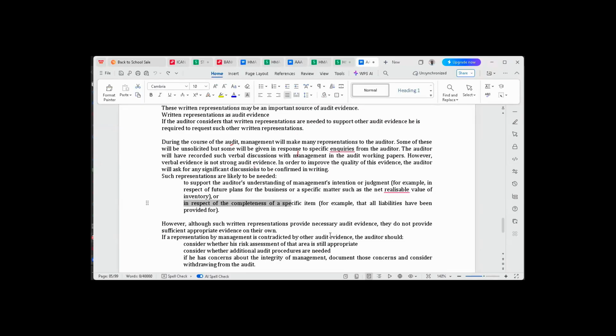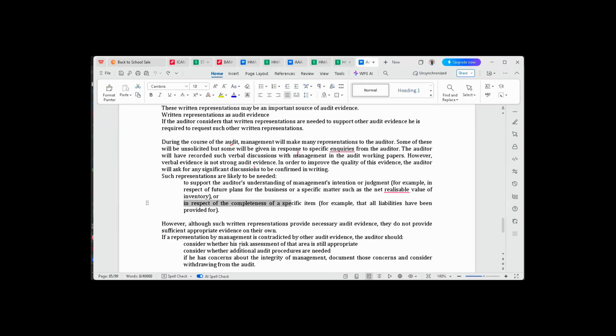Okay. However, although such written representations provide necessary audit evidence, they do not provide sufficient appropriate evidence on their own. That is, you cannot rely solely on the written representation alone. It has to be backed up by other audit evidence. It cannot stand on its own.